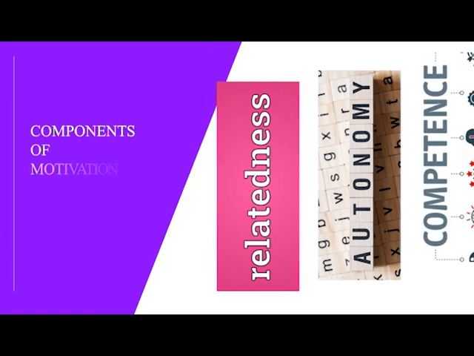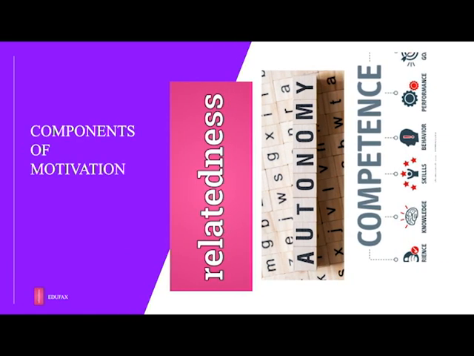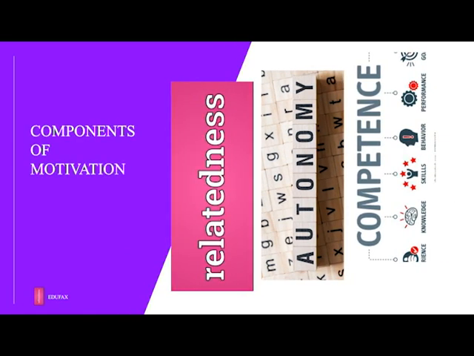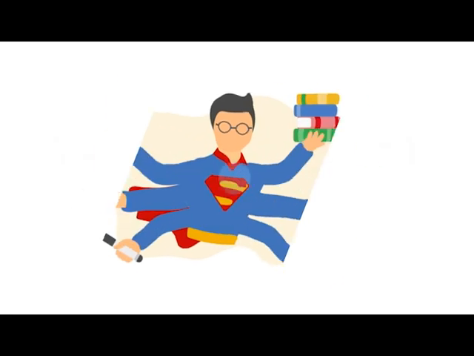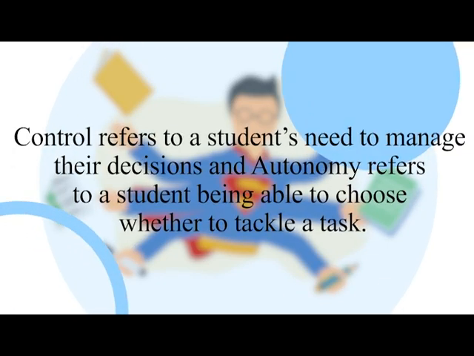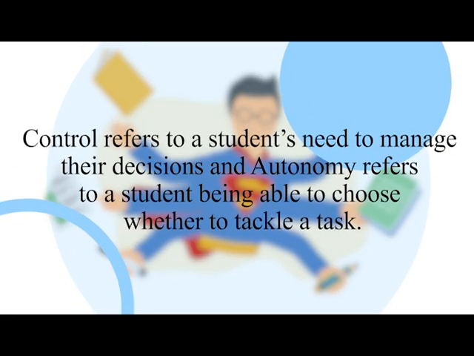It is very important for teachers to understand the factors that impact student motivation in a learning environment. The 4 components that affect motivation are competence, control or autonomy, interest or value, and relatedness. Competence refers to a student's belief about their ability to complete a task. Control refers to a student's feelings of being in control and seeing a link between their actions and its outcome. And autonomy refers to a student being able to choose whether or not to tackle a task.